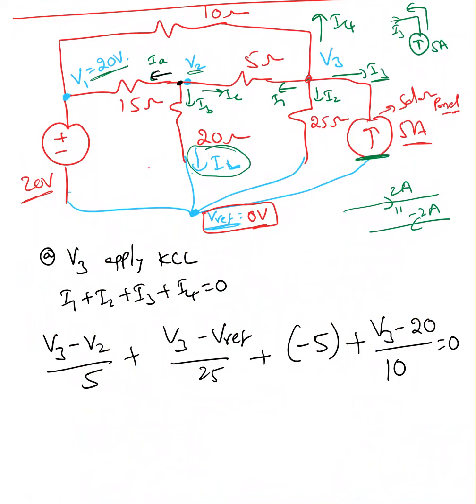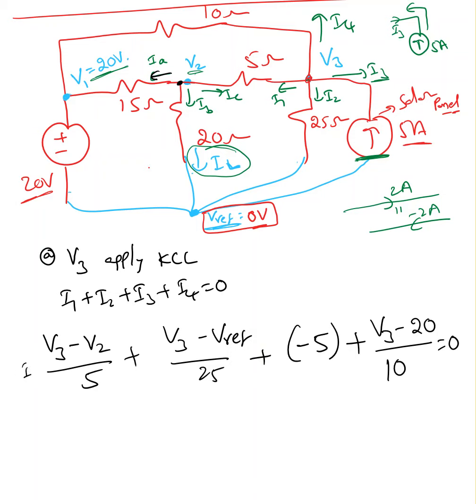So when we apply KCL here, I1 is nothing but (V3 minus V2) over 5 plus (V3 minus V reference) over 25. I3 is nothing but negative 5. Okay, don't get confused. V over R is nothing but I. Okay, this is current I1, current I2, current I3, current I4. Okay, I'm adding current, so we're okay on that.